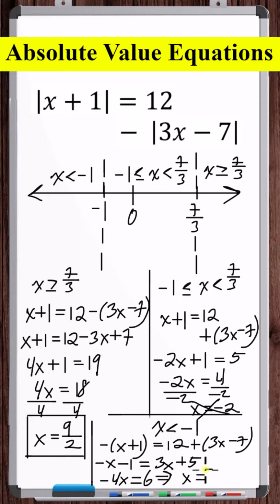So x is equal to -3/2. Is that less than -1? Yes, it is. So x equal to -3/2 is also a solution. These are the two solutions to this absolute value equation.